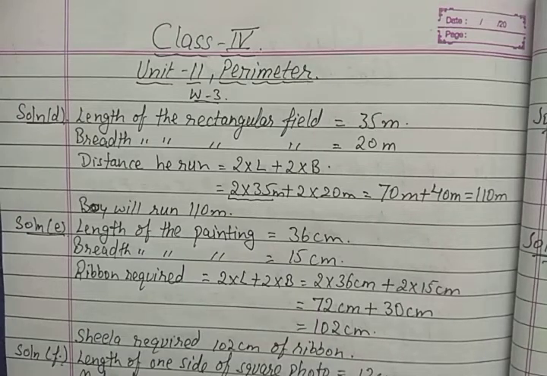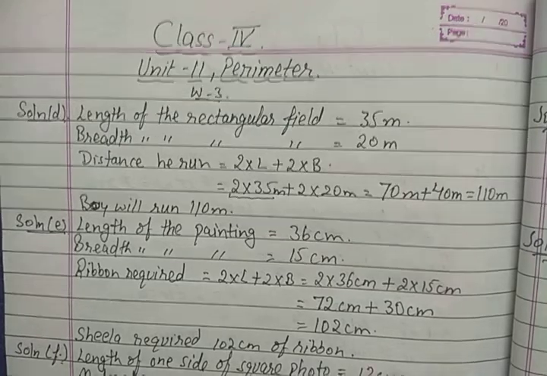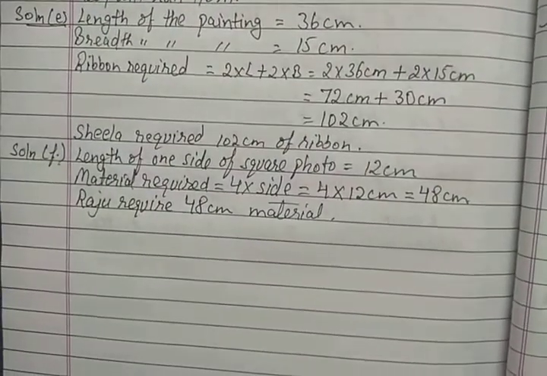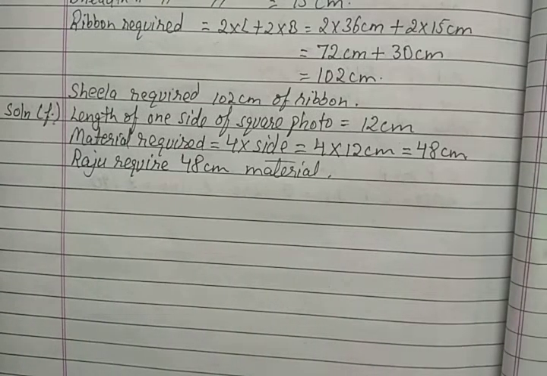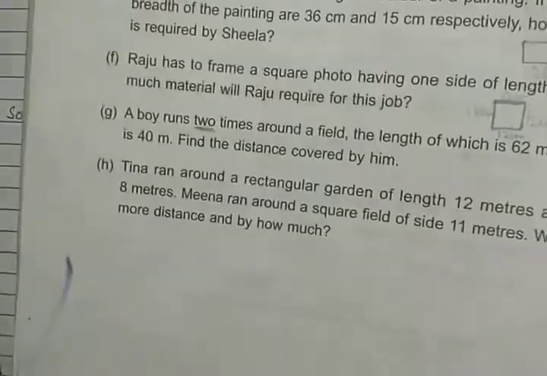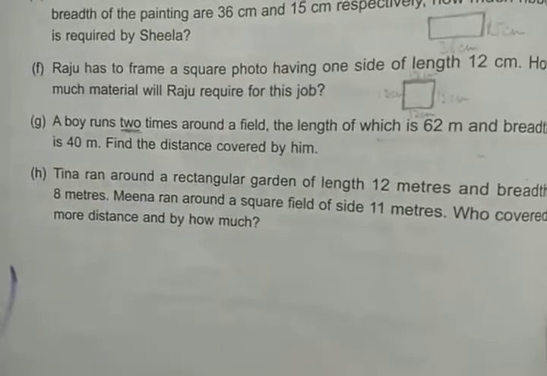Hello students, in the previous video we have discussed the three questions of worksheet 3 of unit 11, that is D, E and F part. Now today we will discuss the remaining parts of this worksheet, that is G and H part. So what is G part?